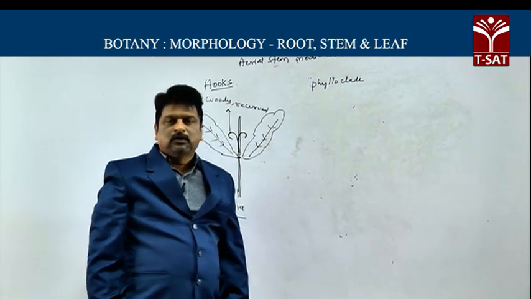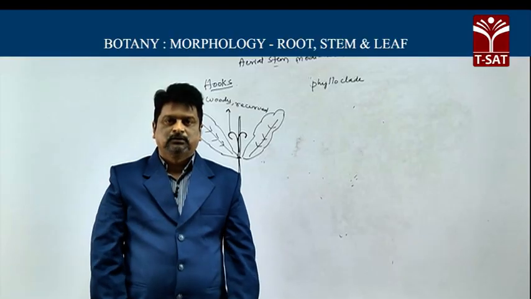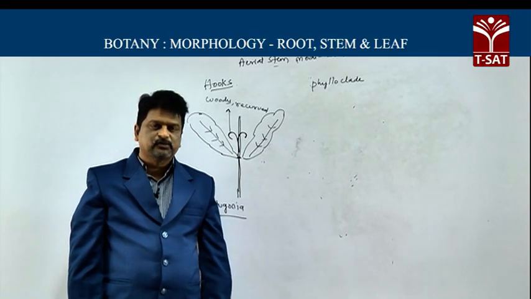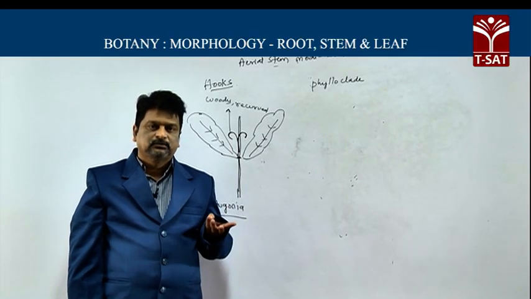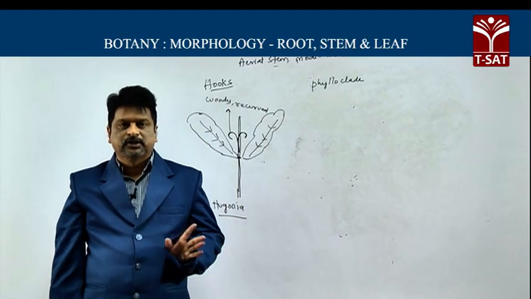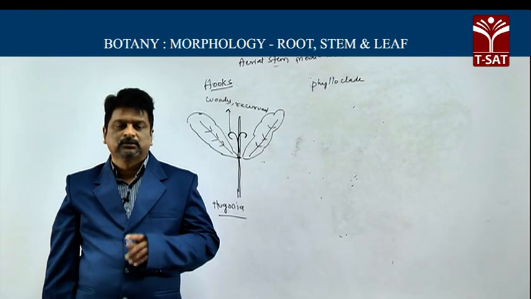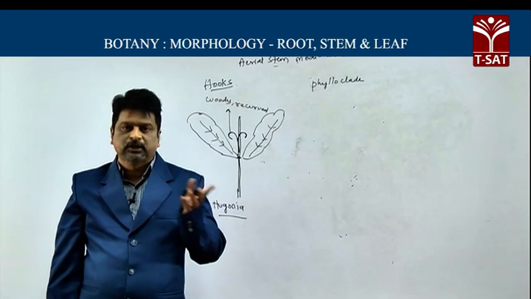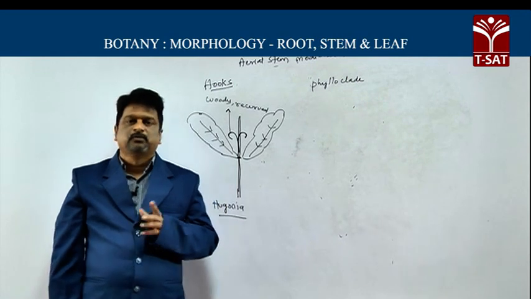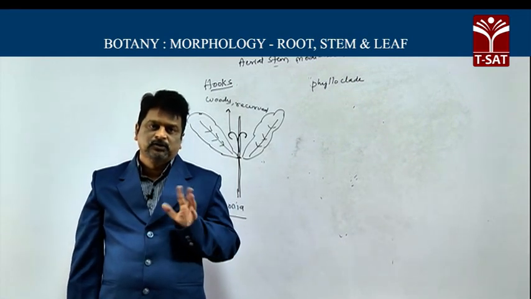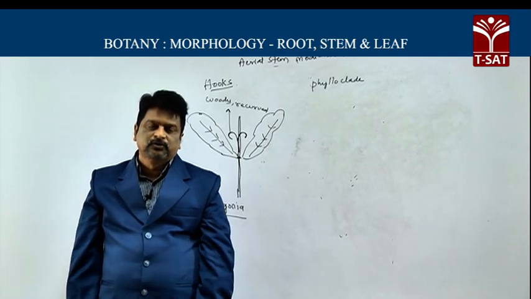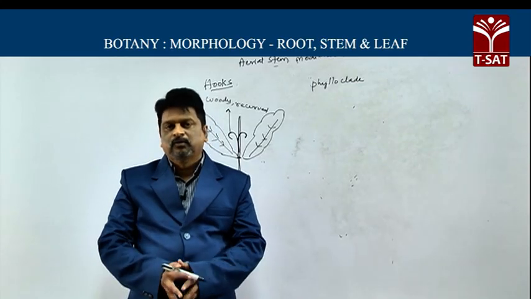Phylloclades are common in xerophytes. In xerophytes, to reduce transpiration, the leaves are reduced either to spines or to scales. Why? To reduce transpiration. Otherwise, if leaves are normal, all the water is evaporated, so plants cannot survive. Because they grow in deserts, the leaves are modified to reduce transpiration.